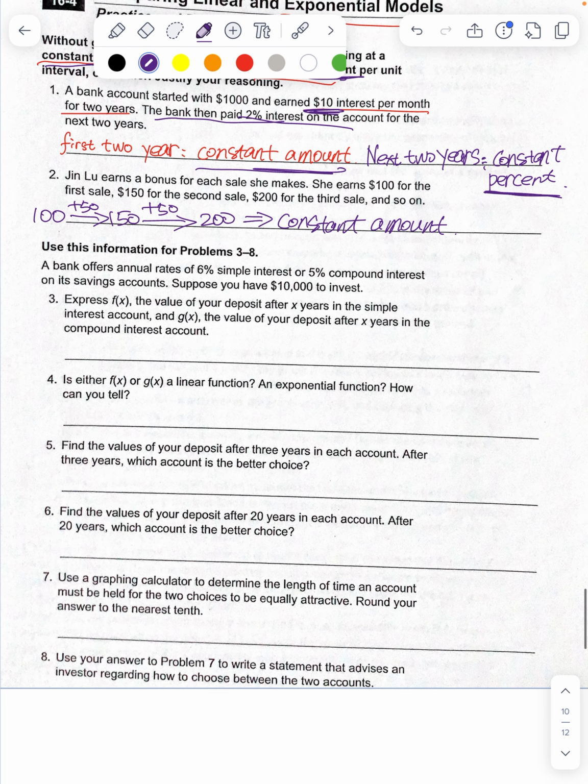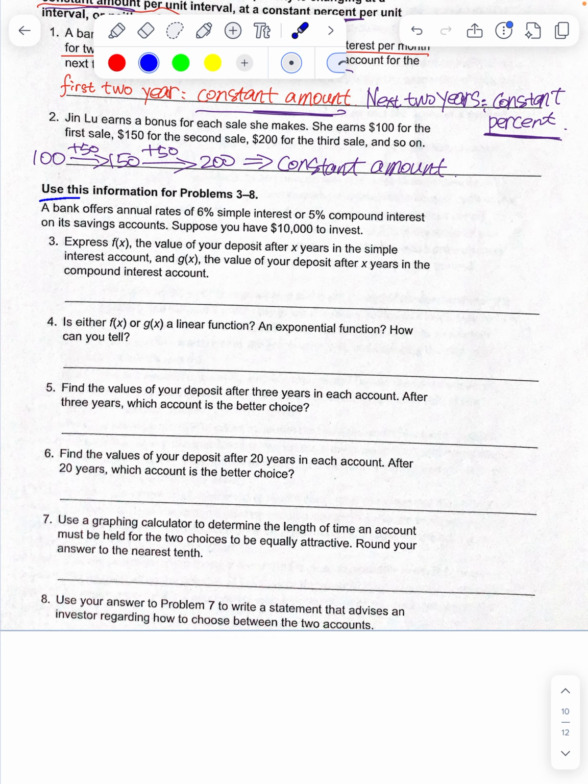Okay, next, number 3. Use this information for 3 to 8. A bank offers an annual rate of 6% simple interest. Simple means you multiply by the 6% and then multiply by how many years. Or 5% compound interest on its savings account. Suppose you have 10,000 to invest. So 10,000 is the initial value.